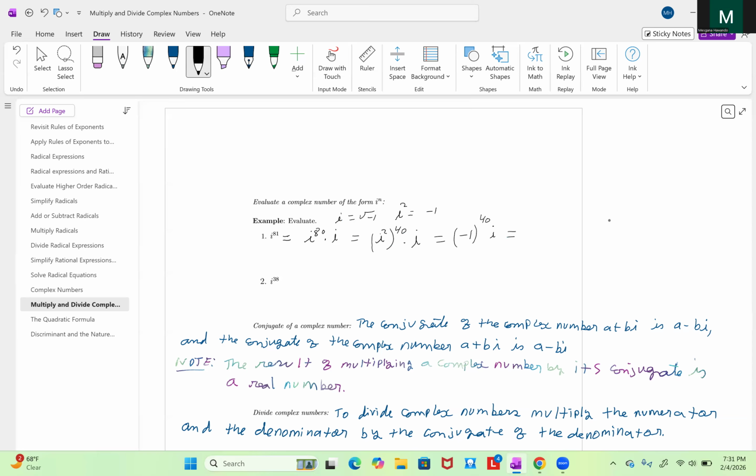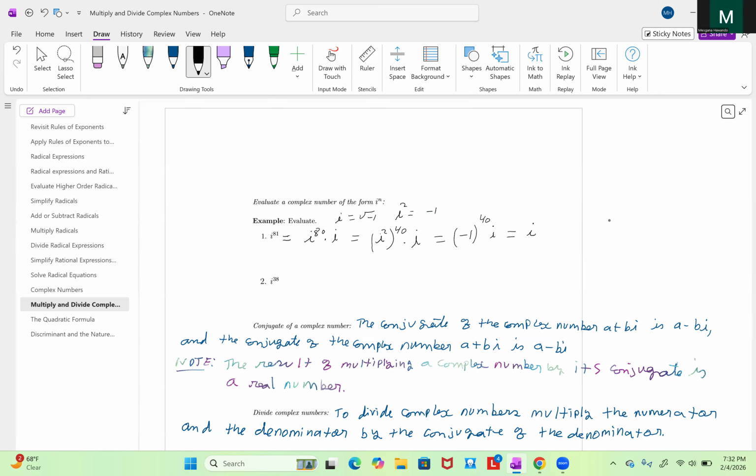This is equal to, we multiply negative 1 to itself 40 times. 40 is an even number. So multiplying a negative number by itself an even number of times, the result is positive. So it's 1. So this is i.